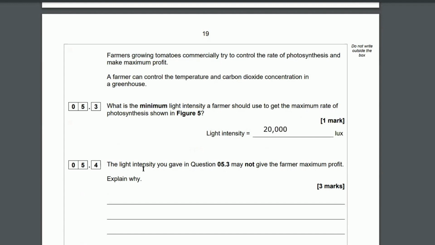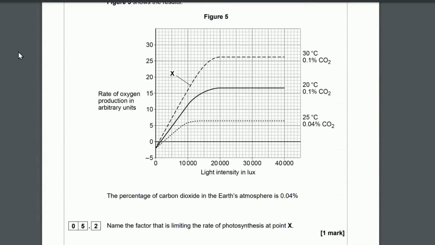The light intensity you gave in 5.3 may not give the farmer maximum profit. So they're now saying that even though we look at this graph and the best light for growing the plant the fastest was 20,000, it might not give them the most money. And here is a kind of difficult question. We have to consider that maybe the cost of producing that light, the electricity that we need to produce 20,000, is worth more than the increase in plants we get. Maybe it's better to use 10,000 and you get a high amount of oxygen.